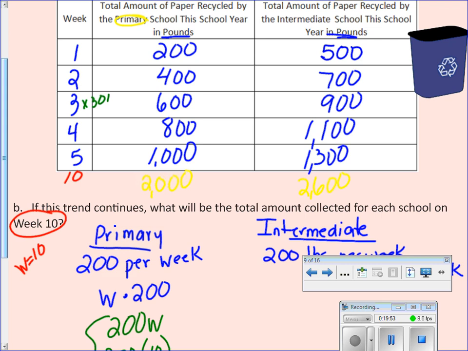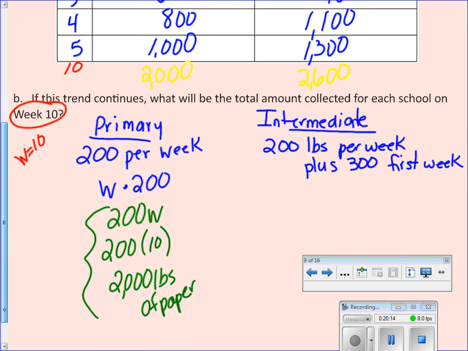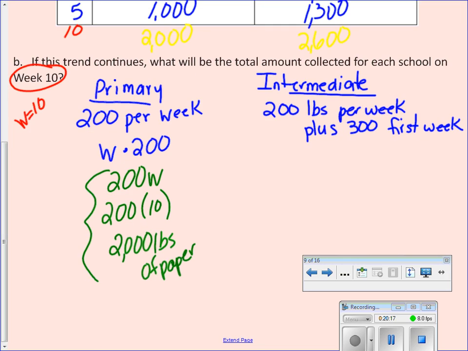So 3 times 300. Oh, that one worked. All right, so 4 times 300. Did that work? No. So it's not the weeks times 300, because 1 times 300 is not 500. What is it? Let's take a look at what we wrote here. How do I write 200 pounds per week as a formula? 200W. Right, 200 times the number of weeks.